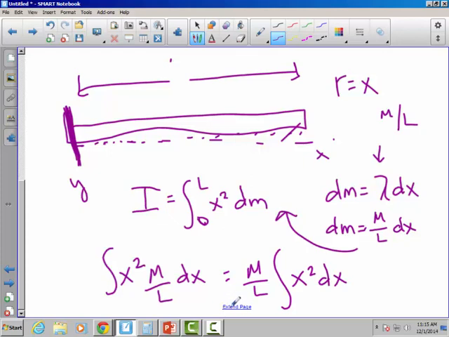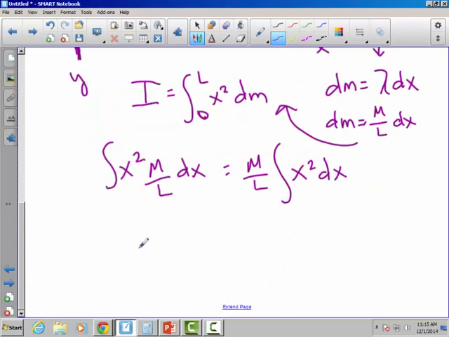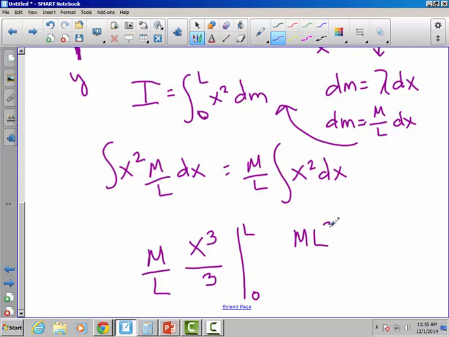So the integral of x squared is going to be x cubed over 3. And I'm going to look at this expression from 0 to L, or the whole entire length of my object. So that just means 0 of course just makes the whole term be 0. And so I'm left with m L cubed over 3L. And then these cross out, and I've got 1/3 mL squared as my moment of inertia.